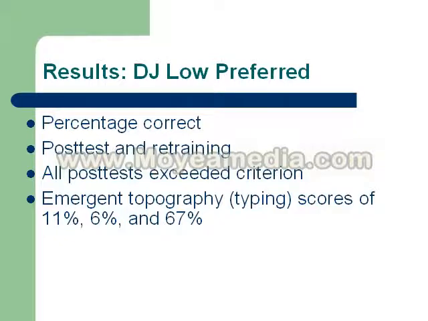DJ's low preferred results. DJ's low preferred protocol was geography. Percentage correct increased steadily during training, yet it took up to 10 trial blocks to criterion for some comparisons. DJ did not pass any of the initial post-tests, and it took as many as 5 retesting trial blocks to exceed criterion. However, all post-tests exceeded criterion for the low preferred protocol. Testing for an emergent topography or typing skills resulted in scores of 11%, 6%, and 67%.